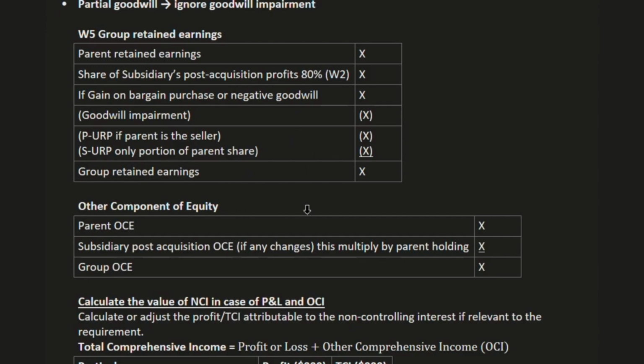Other component of equity, same: we have parent other component of equity plus subsidiary post acquisition other component of equity. If there is any change, this will be multiplied by parent holding. Whenever we have subsidiary post acquisition OCE, it will be multiplied by parent holding, same as it is. Share of subsidiary's post acquisition profit multiplied by parent holding, that will be added here, and after adding both we will get the group OCE.